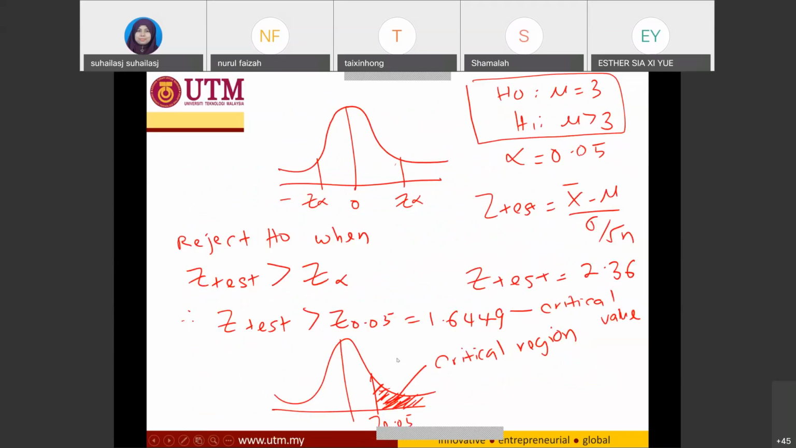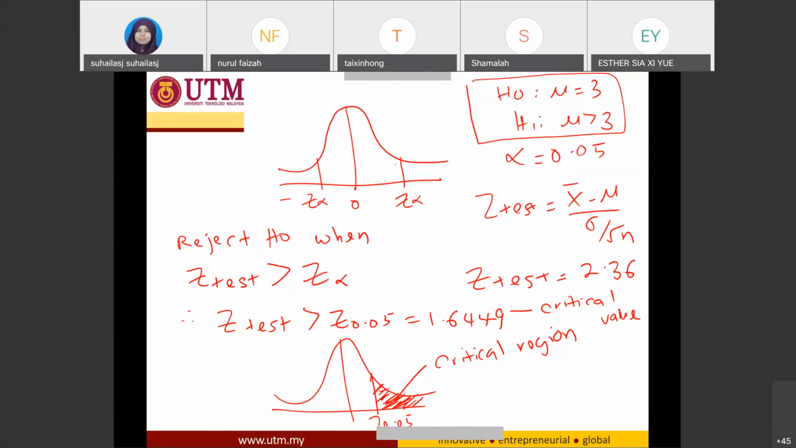How about your critical region? The critical region depends on your alternative. When your alternative is mu greater than 3, we reject H naught when Z test is greater than Z alpha. It should be over here. For example, your test statistic is 2.36, which is greater than 1.6449, so we reject our null hypothesis.